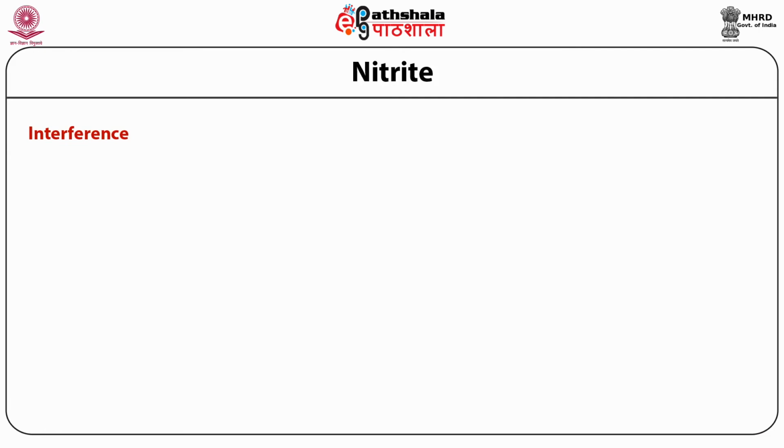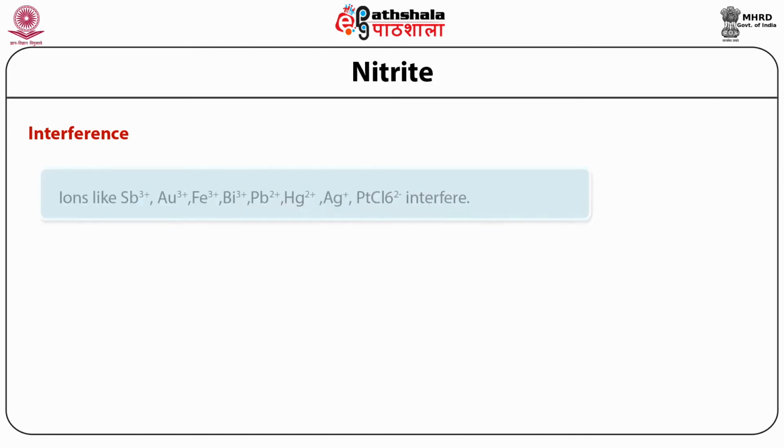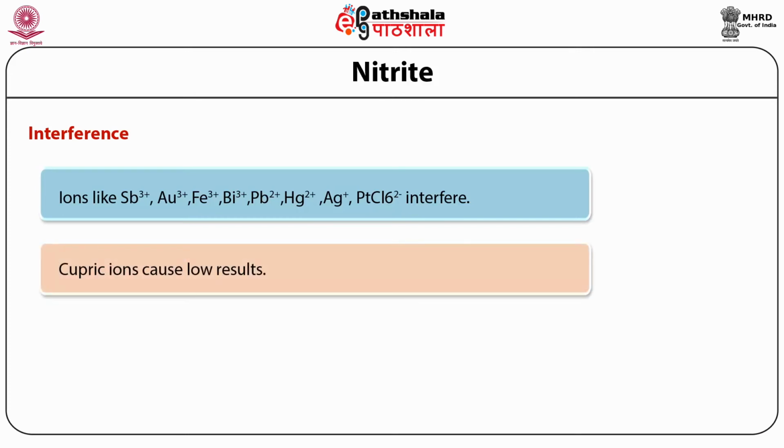Nitrogen trichloride imparts a false red color when the normal order of reagent addition is followed. It can be minimized by adding NED, that is naphthylethylenediamine dihydrochloride, first, and then the sulfanilic acid. Ions like tin, gold, iron, bismuth, lead, mercury, silver, and platinum chloride interfere in the nitrite determination, and the cupric ion causes a low result. The interference of such metal ions is removed by the addition of sulfanilic acid.